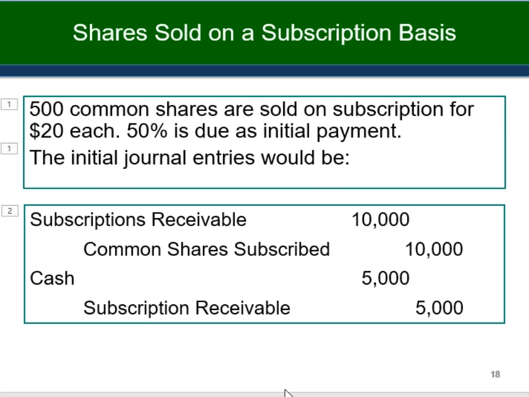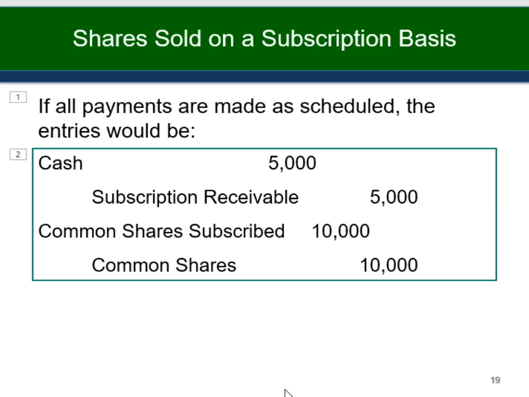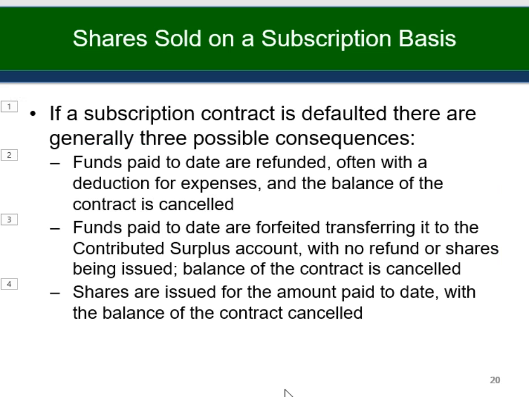If we received one payment of $5,000, we would record the cash coming in at $5,000 and record a credit to subscription receivable to bring it down to $5,000. So now they owe us $5,000. There's common shares subscribed of $10,000 and we have cash of $5,000. If all the payments are then made as scheduled, cash would go up by $5,000, subscription receivable would be completely received, and then you would exchange the common shares subscribed for common shares, and they would be fully voting and fully participating common shares.